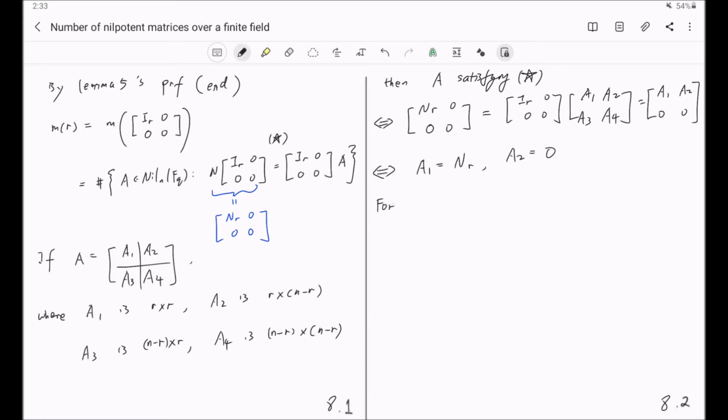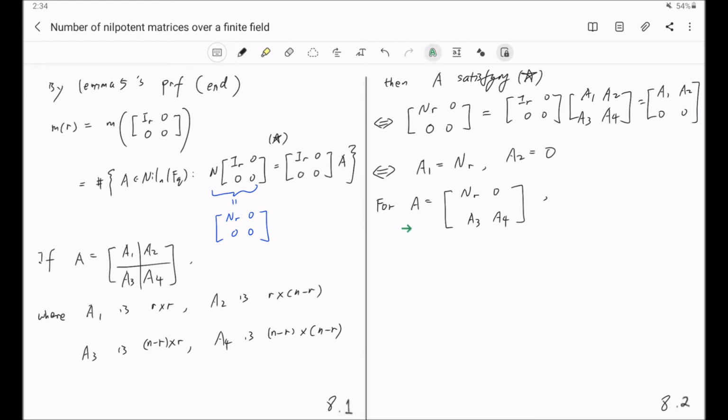Now for A equal to N_r 0, A3, A4, let us look at under what condition will A become nilpotent, so that we can find a necessary and sufficient condition for A to be in this set. And after that, we'll be able to count the number of such A's.